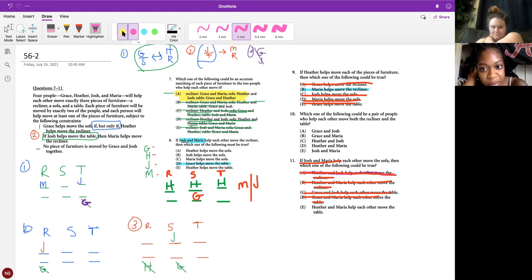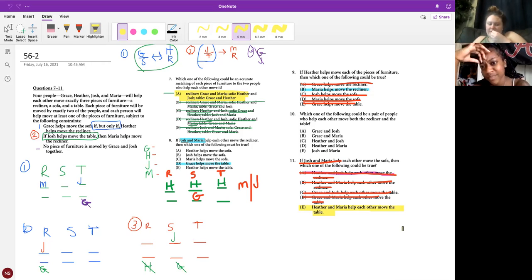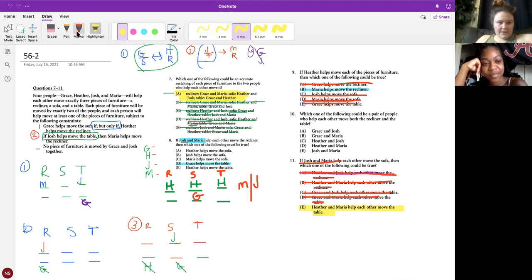Okay, so which of the following could be a pair of people who help each other both move both the recliner and the table? So how would you go about solving this one, do you think? I don't know. I would probably just write them all out. Okay, so let's use our worlds to try to determine this.